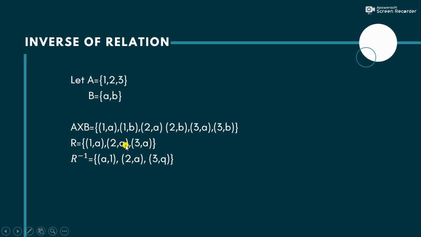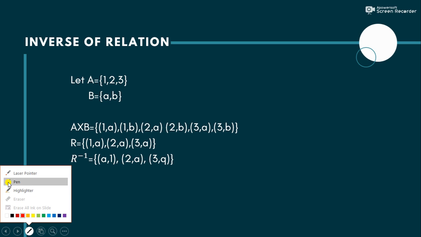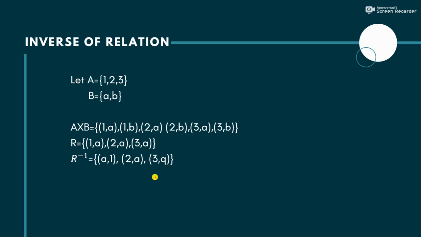Similarly, here I made a mistake. Here I need to put A as the first element and 2 as the second element. And here, I made another mistake. So this is not the inverse of the relation. So we can find the inverse of relations like this. These are the mistakes I have made here. So this is okay. We need to find the other relation.